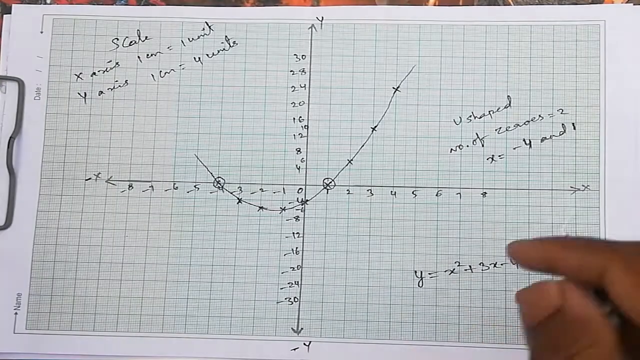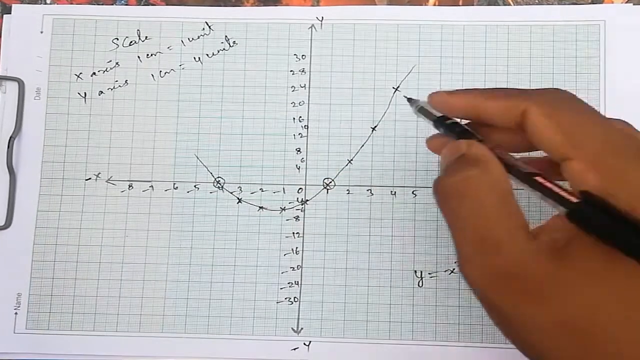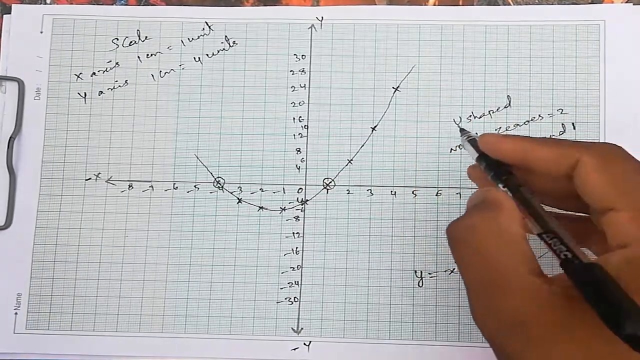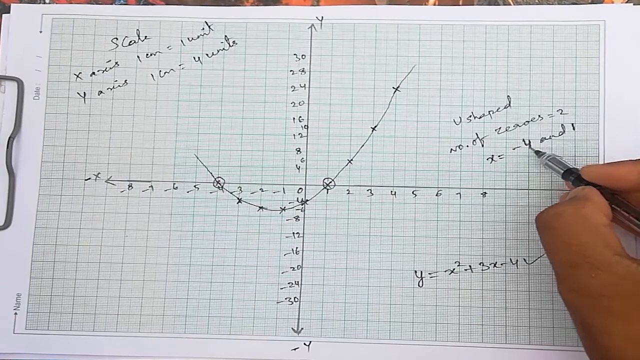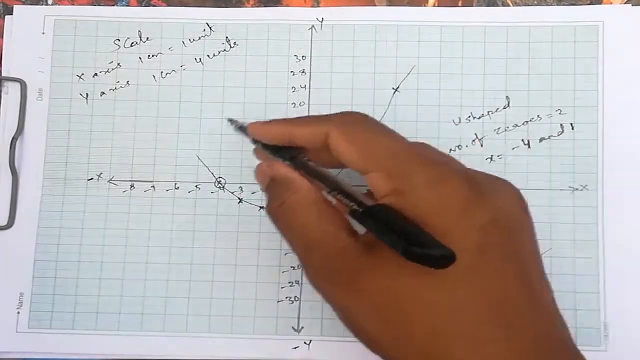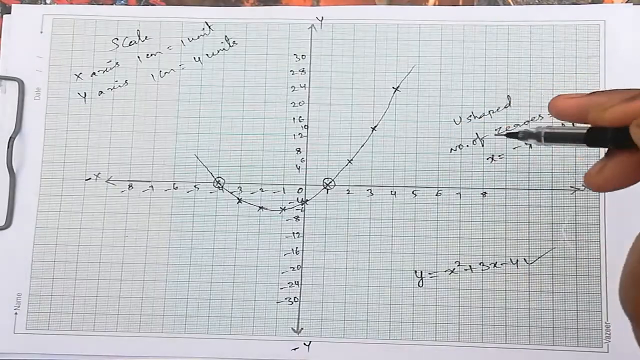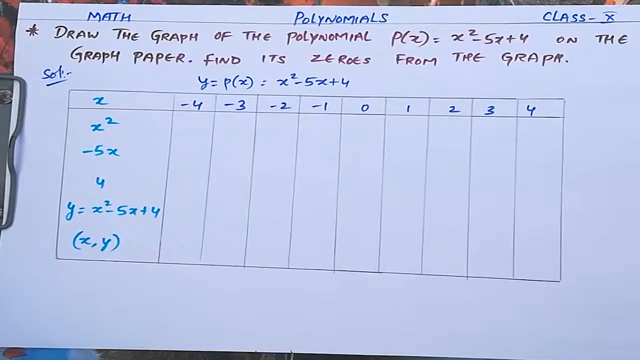So in this way we need to draw the graph. We got a U shape, and this is a quadratic polynomial graph. Number of zeros are 2, and the zeros are minus 4 and 1. So we got the zeros from the graph. I hope you understood. I will take one more example.